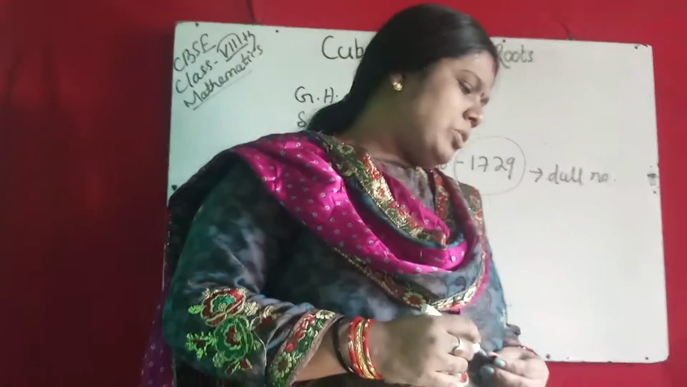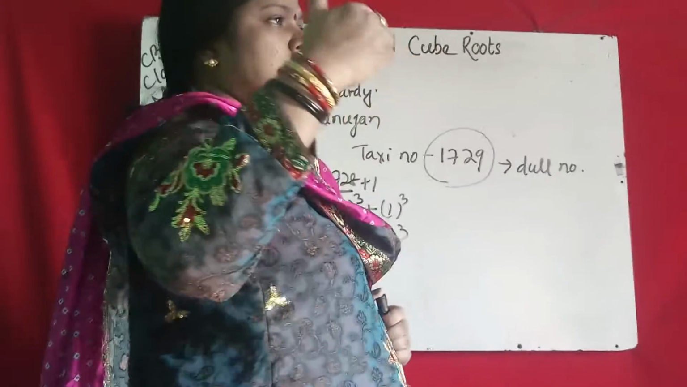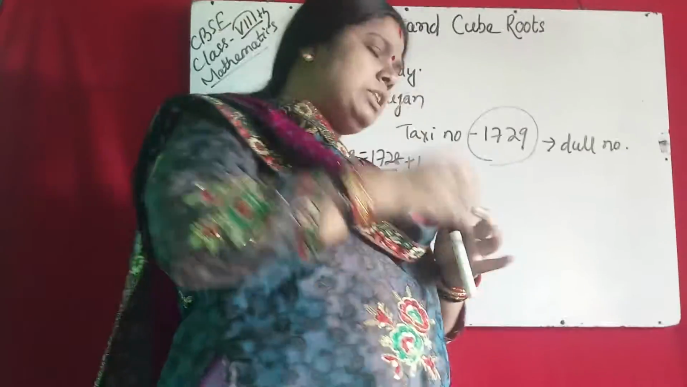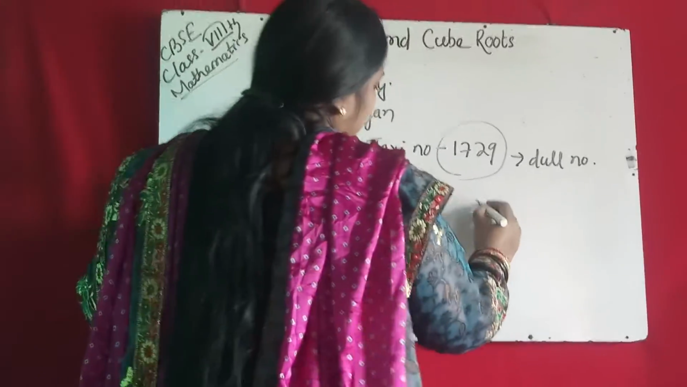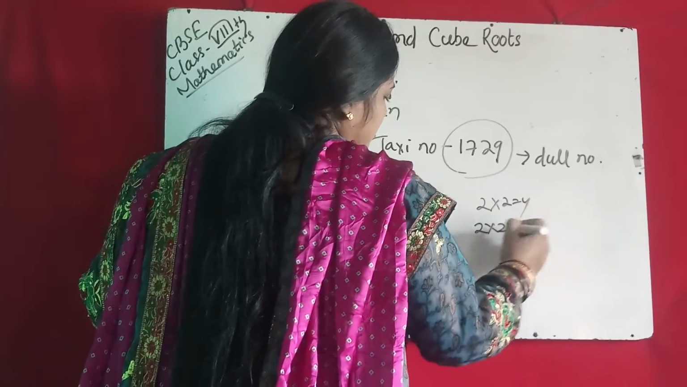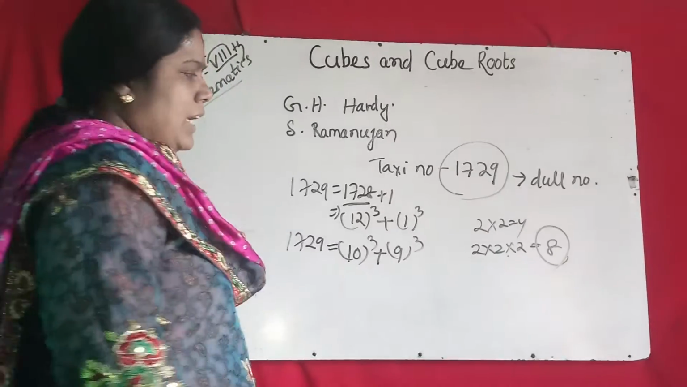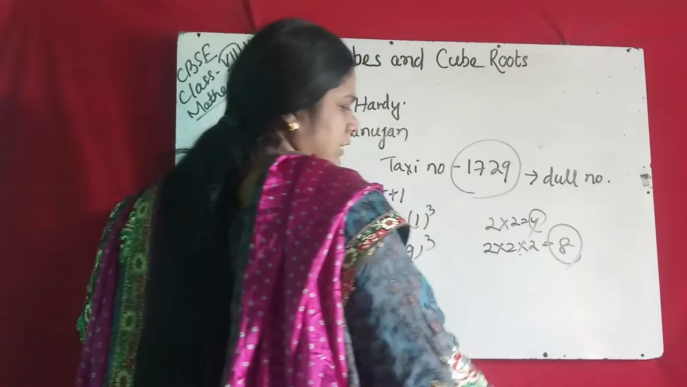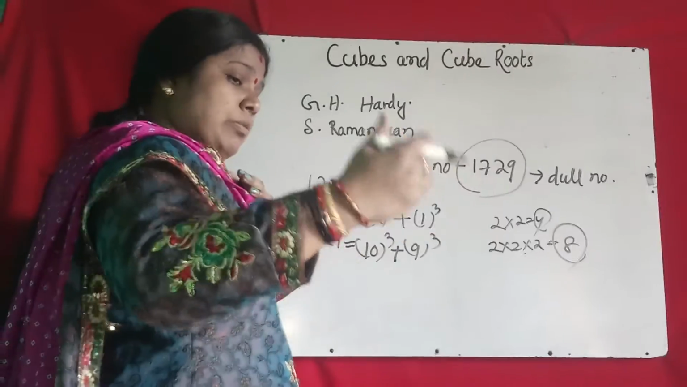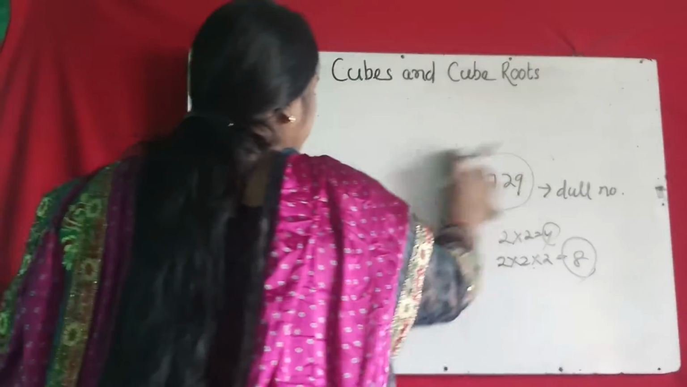Generally, we know that cube means when we multiply a number by itself 3 times. Square means 2 times. Suppose 2 into 2 is 4, so 2 into 2 into 2 is 8. 4 is a perfect square number, 8 is a perfect cube number. When we multiply a number 3 times, it is called a cube.